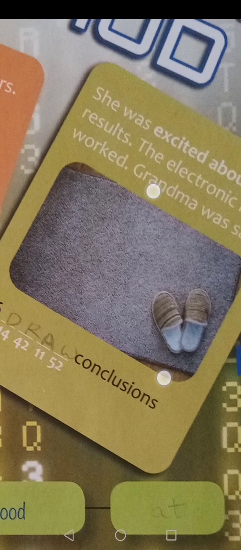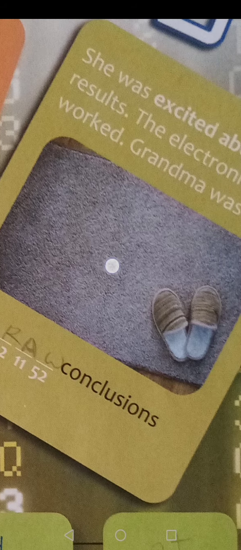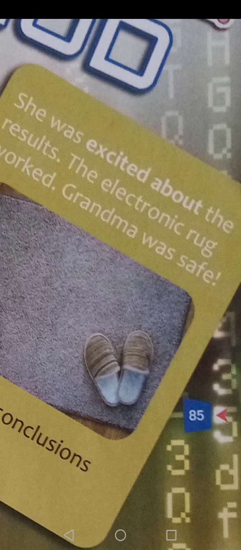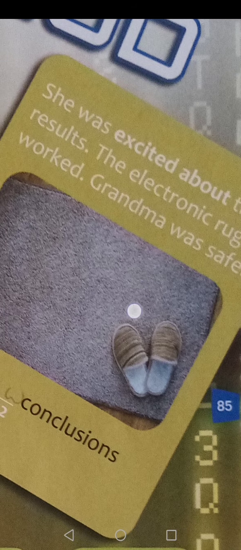And finally we have 6. She was excited about the results. The electronic rock worked. Grandma was safe.